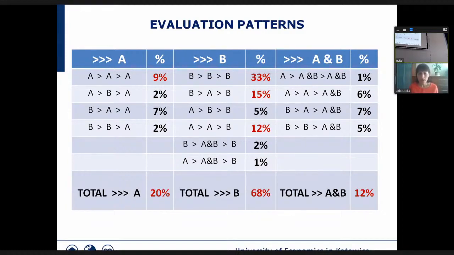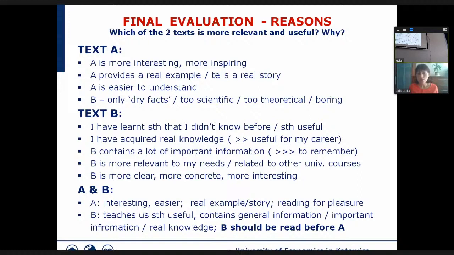Okay. Now, if we look at the reasons that the students provided for their decisions, so they were asked to indicate why they found text A or text B more useful and more relevant. So those who preferred text A found it more interesting, more inspiring. They appreciated that the text provides a real example, tells a real story. They found it easier to understand. They also provided criticism of text B as providing only dry facts, being too scientific, too theoretical, and boring.